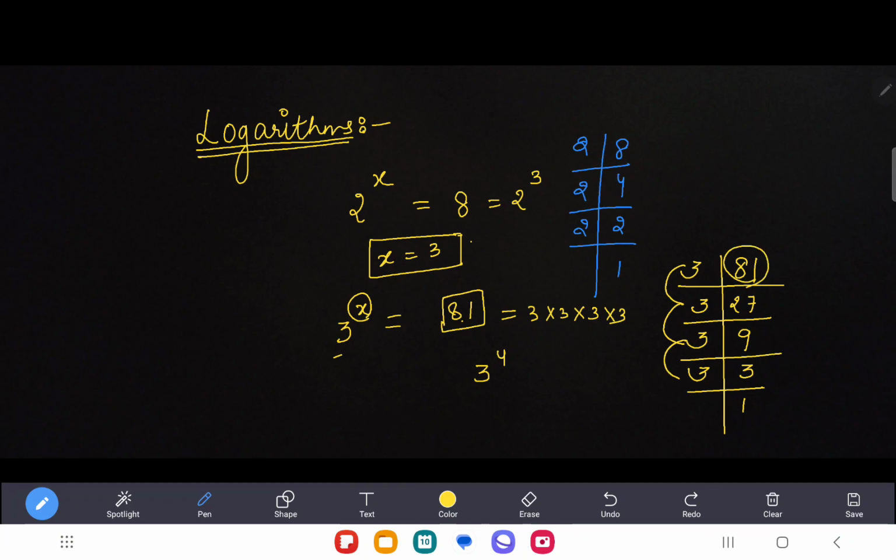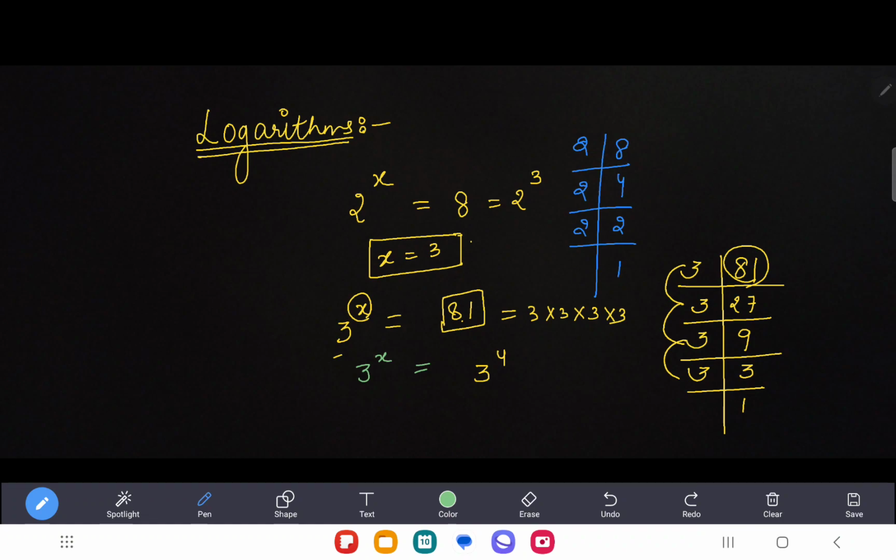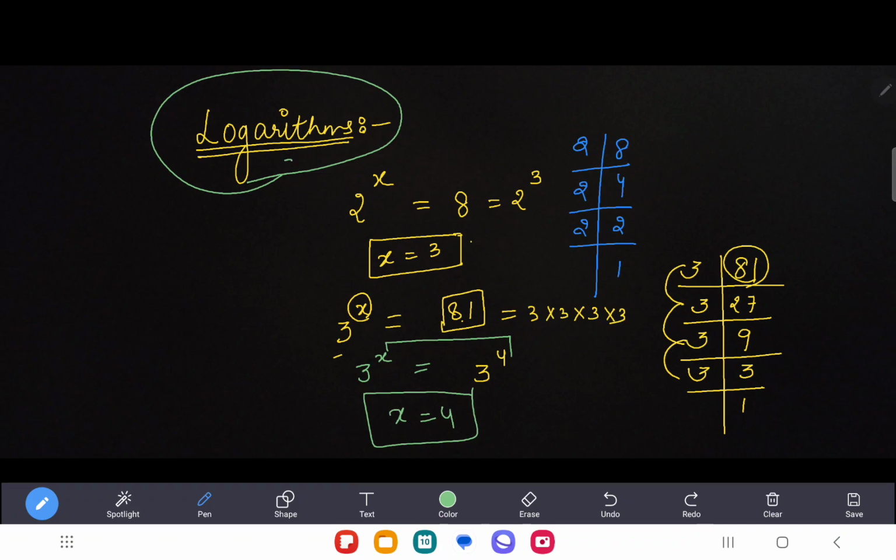Do you understand? So when I study these questions, you write 3 raised to power x as 3 raised to power 4. Yes or no? It's very simple. You can easily say that x is equal to 4. So when we're talking about logarithms, basically, logarithms is all about finding this unknown power.